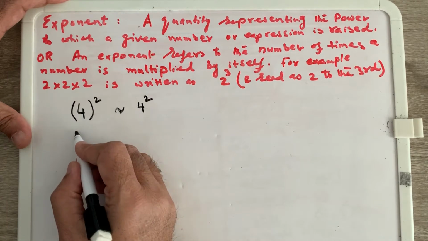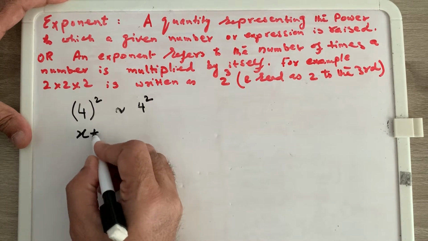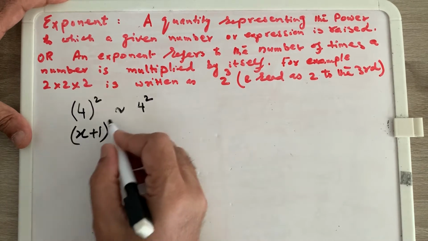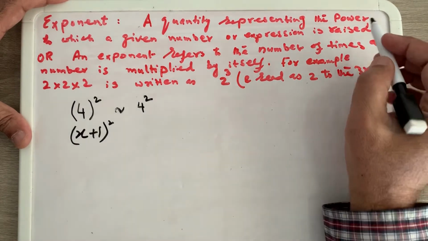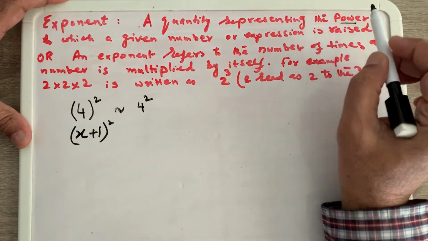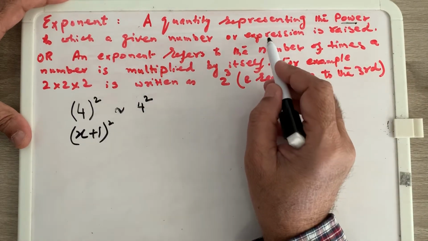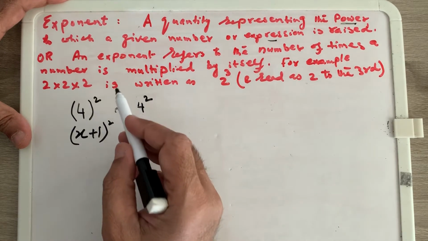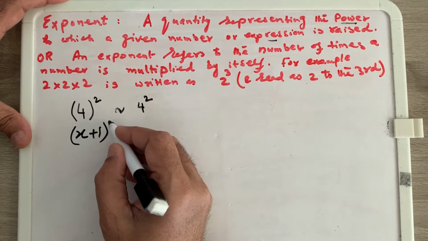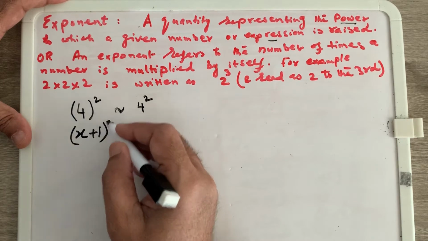But if it is more than one thing, for example, in algebra, if it is like this, then it has to be in the parenthesis. All right, so it's the power to which the given number or expression is raised. So this is my number, this is my expression, and the power is raised. It can be 2, it can be 3, it can be 4, whatever the power is raised.